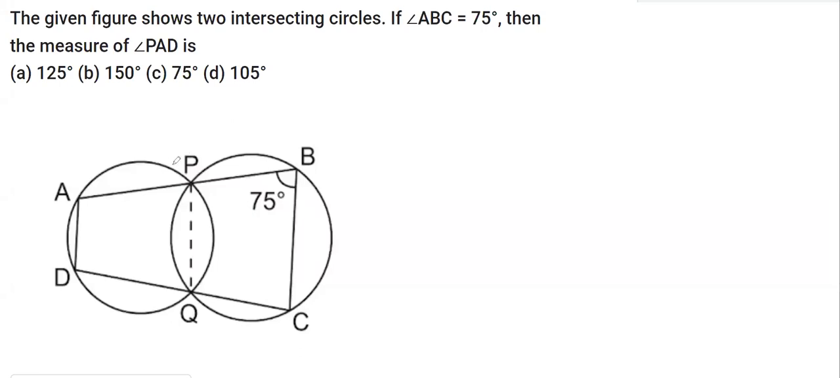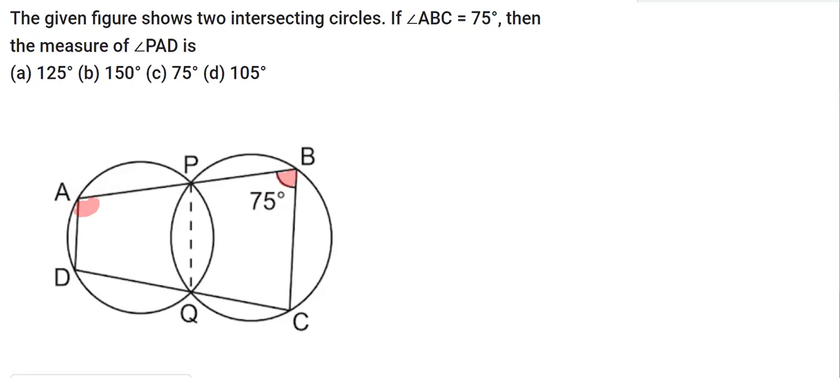As we can see, we are given in this question two circles, and these two circles intersect at two points, that is P and Q. We know the measurement of angle ABC. This is given as 75 degrees. Now we have to find the measurement of angle PAD. PAD is this angle. This is what we have to get.